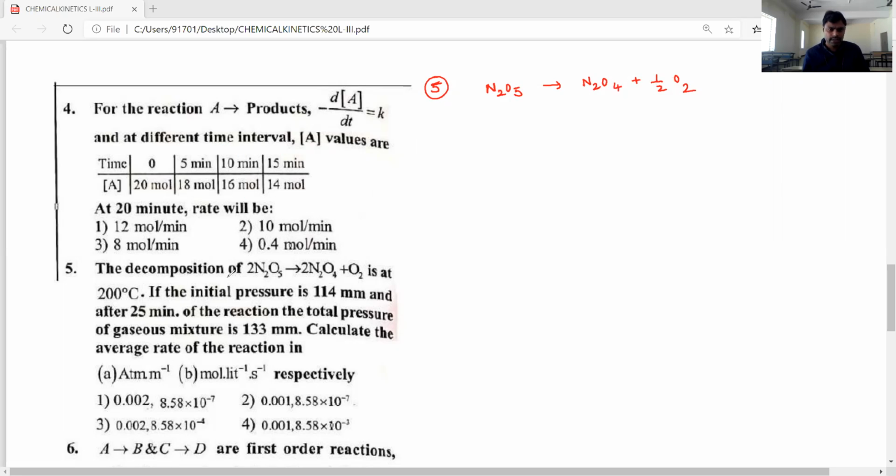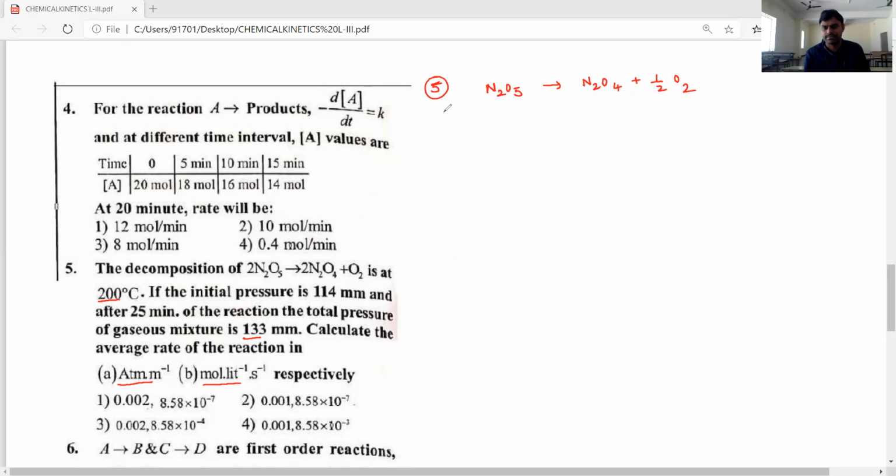Now, at 200 degrees centigrade temperature, the initial pressure is 114 millimeters of Hg. After 25 minutes of the reaction, the total pressure of the gaseous mixture is 113 mm. Calculate the average rate of the reaction with respect to atmospheres per minute and with respect to mole per liter per second. In the 2 units we have to calculate its average rate.